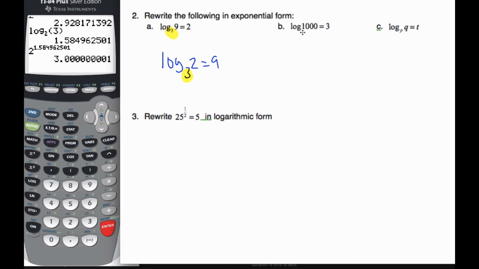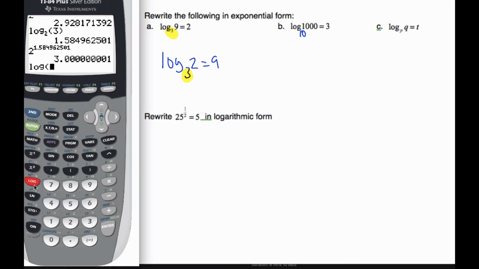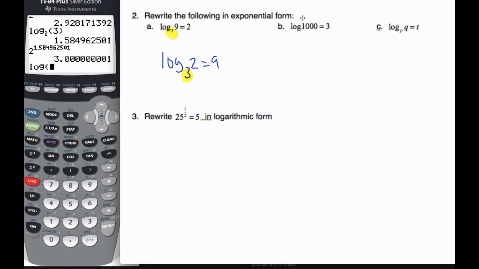When we go to this one, now, oh, there's no base here. When there's no base, it's a special one. It's called a common logarithm. It's implied there's a 10 as a subscript. And if you look at your calculator, this button here, log, it assumes it's one of the most common logarithms. There's a base 10 there as well. It's happened so often we don't even write it.